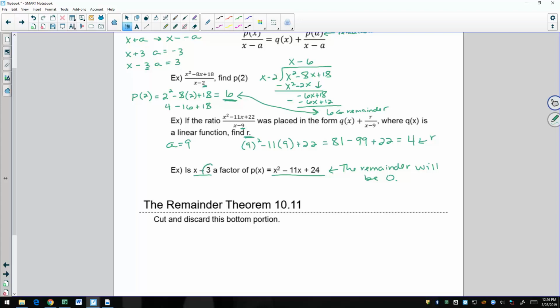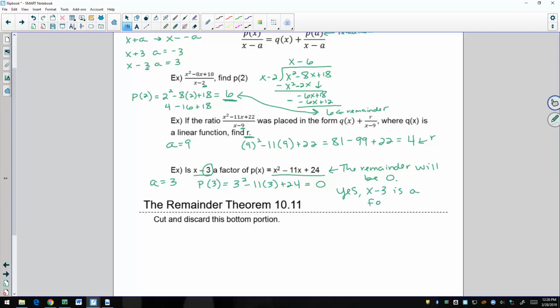If we plug in 3 for a and we get 0, that means the remainder would be 0, which means it is a factor. If we don't get 0, then that means that it's not a factor. So let's plug in 3. So that's 3 squared minus 11 times 3 plus 24. So that's 9 minus 33 plus 24, that is 0. So you would say, yes, x minus 3 is a factor.